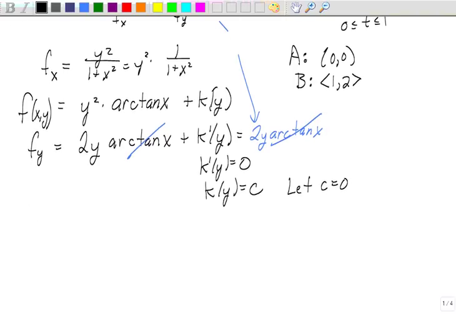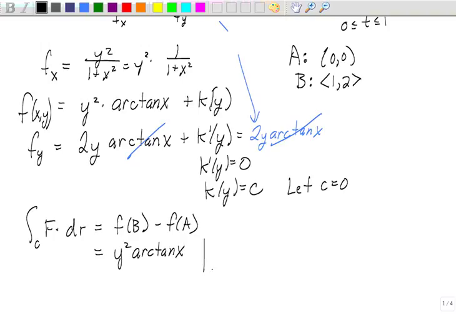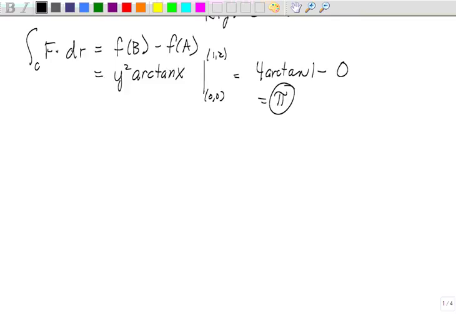So now we can use the theorem that says that this is f of b minus f of a. So this is f. f is y squared arctan x, evaluated at 0, 0, and 1, 2. So that's going to be 4 arctan 1 minus 0. Arctan 1 is pi over 4, so that's equal to pi. Okay, one more. Let's try 22.